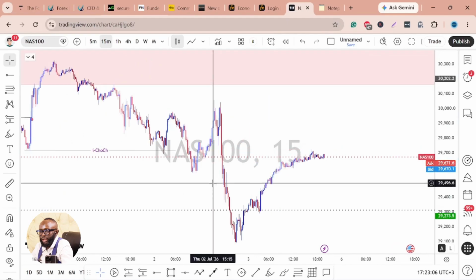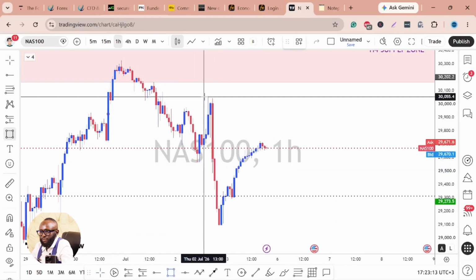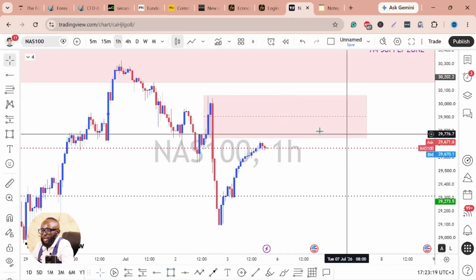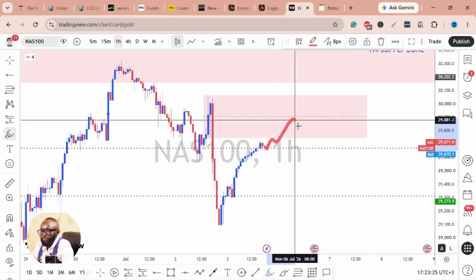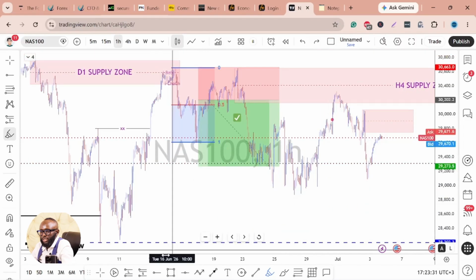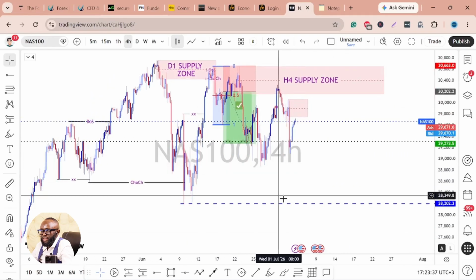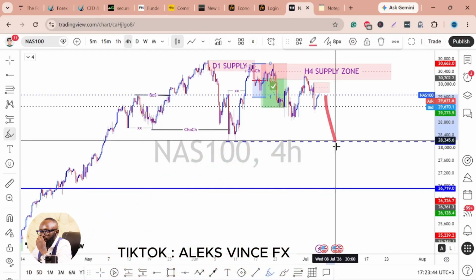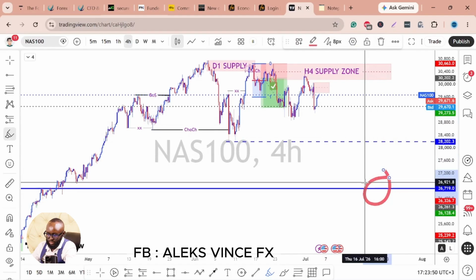Now looking at the coming week, from where we are, price is almost filling this 1-hour supply zone. If price is able to push some little pips to this level, then you can look for a confirmation to go short on NAS 100 as the market opens. My expectation is that we should be breaking this low this coming week. So we should be seeing the market breaking this low and continuing to form lower highs and lower lows, at least until this level over here for NAS 100.